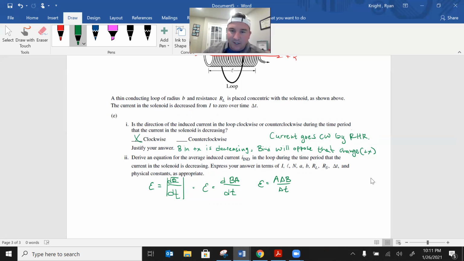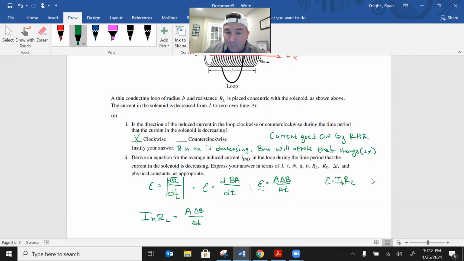But there's some stuff that we can't use, right? We can't use A, delta B, or E. So we have some things to replace. So EMF in our loop, right? If we use Ohm's law, EMF is equal to I times R, where I is the induced current in the loop, and R is the resistance of the loop. So we get I induced times resistance in the loop is equal to A times delta B over delta T.